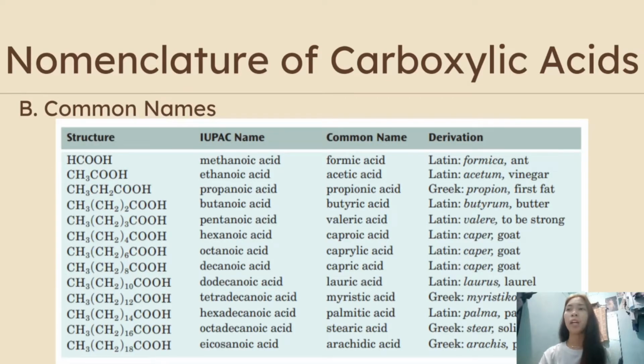The common names for aliphatic carboxylic acids are often derived from the name of a natural substance from which the acid could be isolated. So we have here an example of common names alongside the IUPAC names. For example, methanoic acid, its common name is formic acid. The ethanoic acid is another term for acetic acid, and so on and so forth.